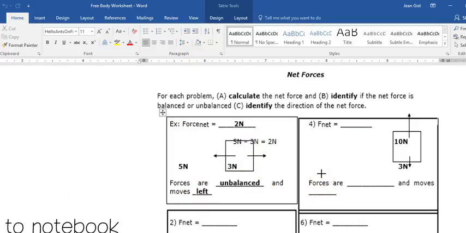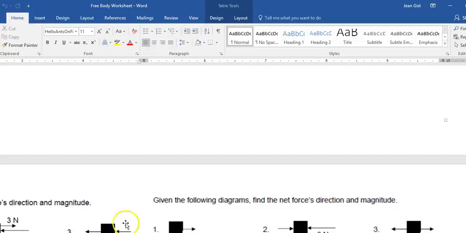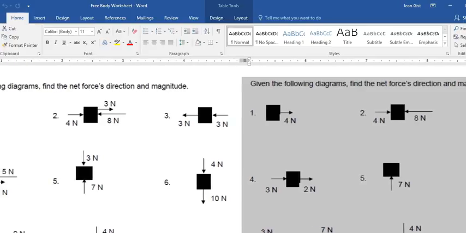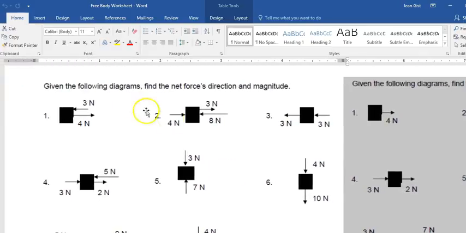Okay, now let's go down to the other problems. Try and scroll over. These are going to be exactly the same.